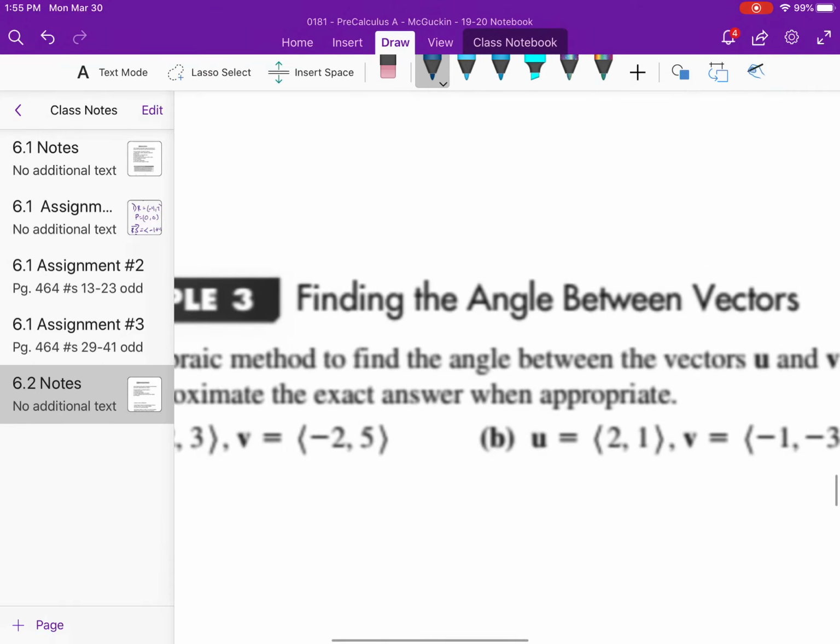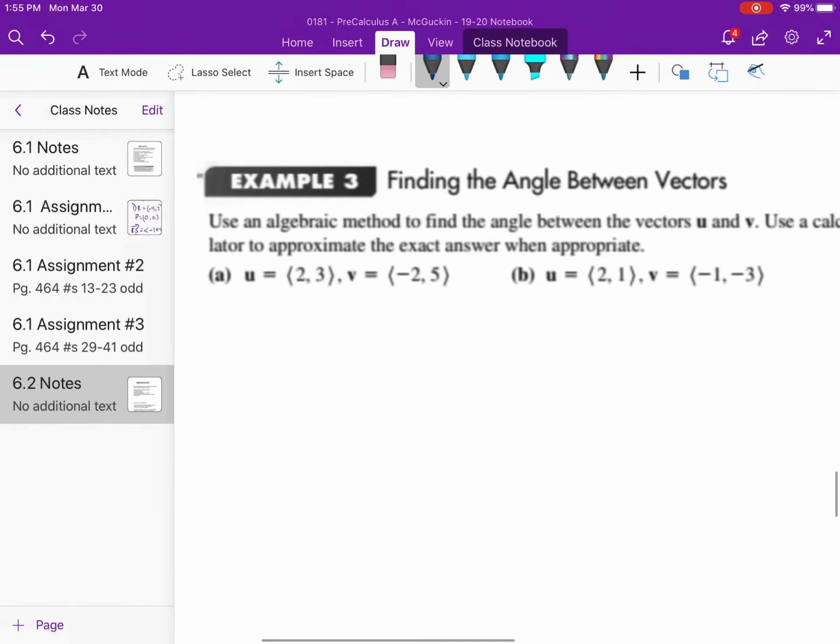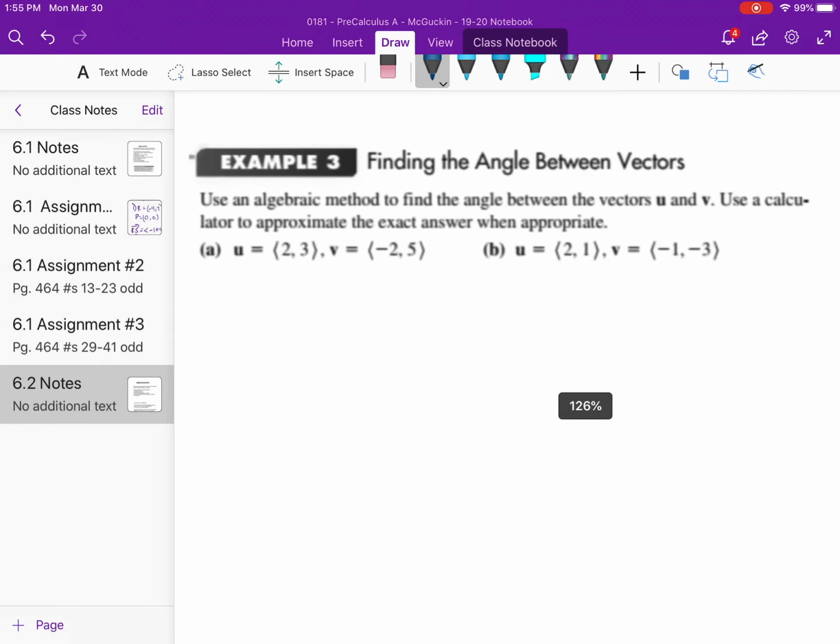So let's go ahead and take a look at an example of how we can find an angle in between two vectors. It says use an algebraic method, aka the theorem that we just talked about, to find the angle between the vectors. And then it says use a calculator to approximate the exact answer when appropriate. So we have a vector starting at 2, 3 and another one at -2, 5.